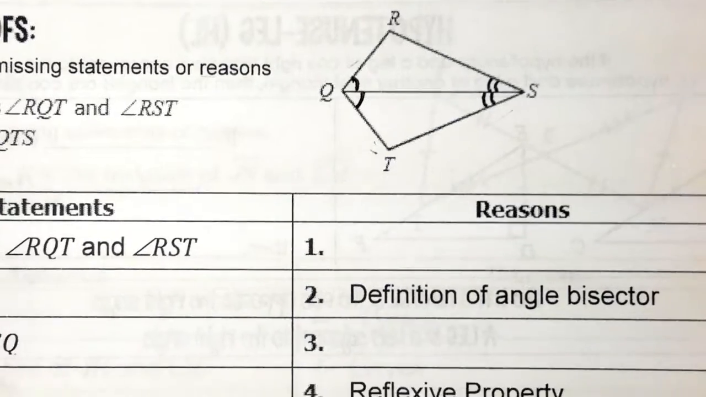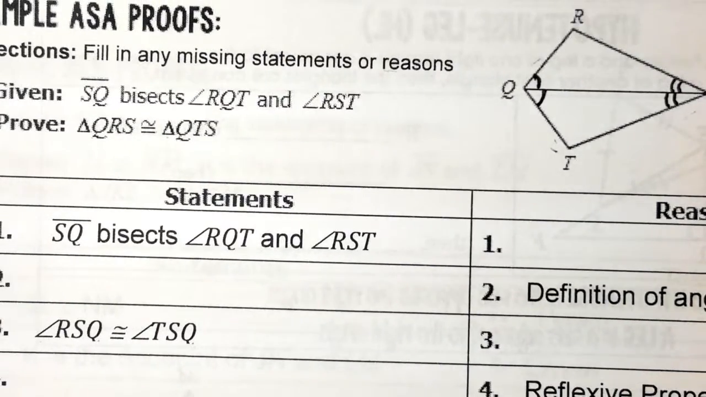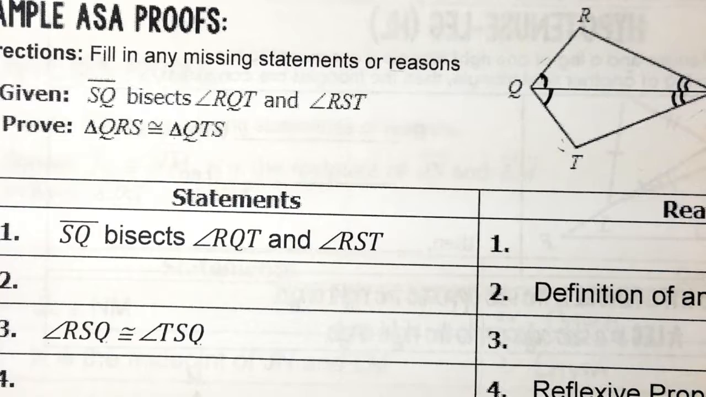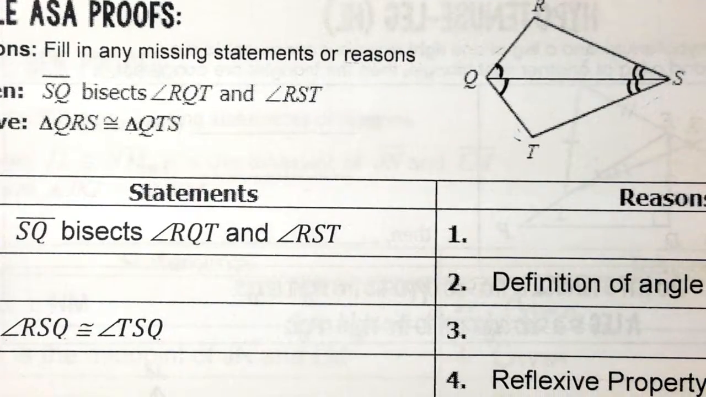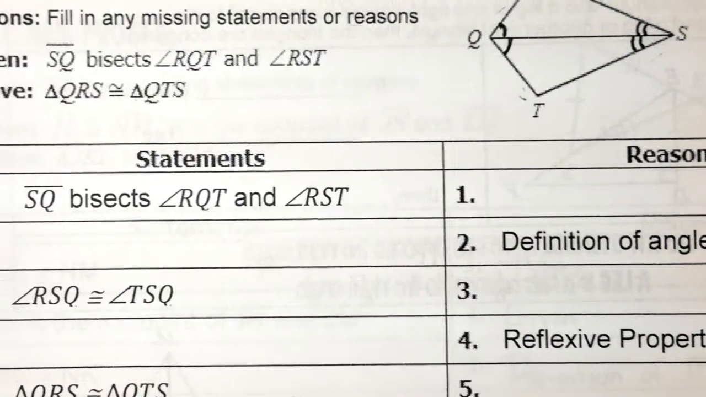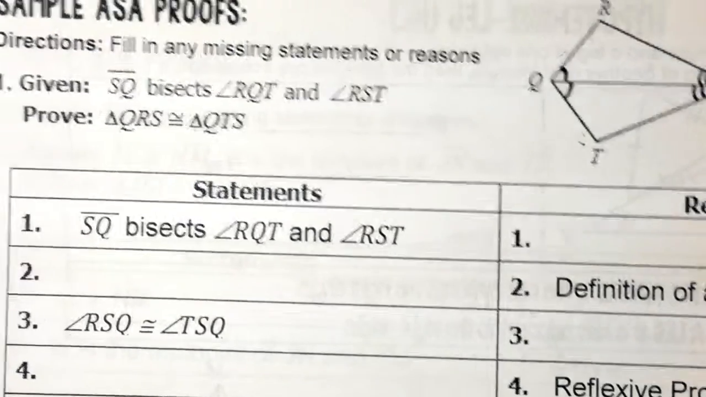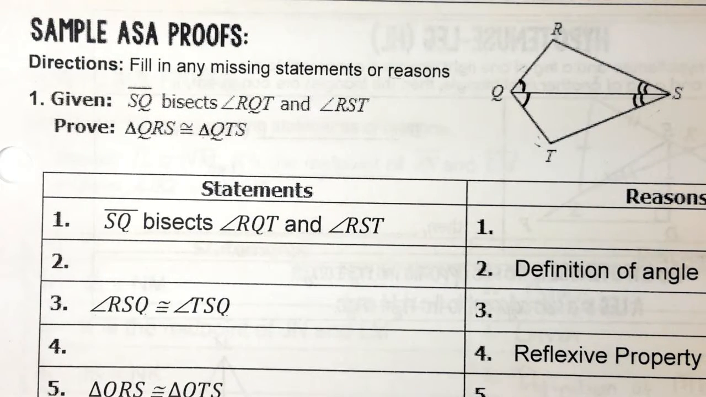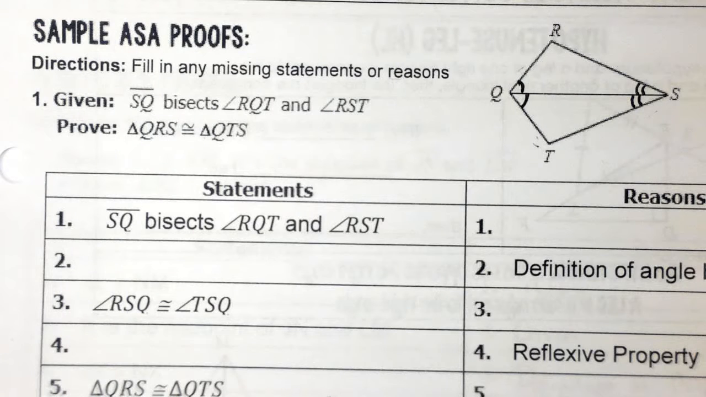Alright, so after all that, then it says prove triangle QRS is congruent to triangle QTS. So I'm trying to prove the triangles congruent. First thing it tells me in the statements is SQ bisects angle RQT and angle RST. That's statement 1. What's my reason for that? Given.